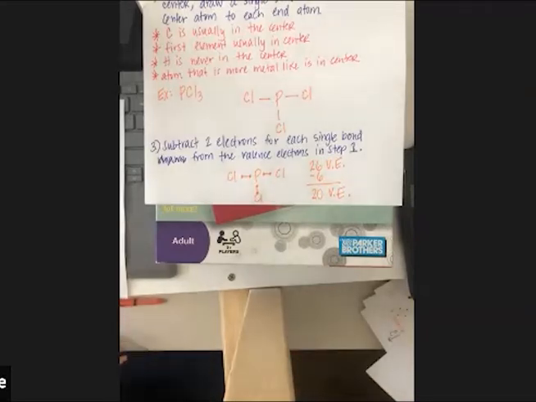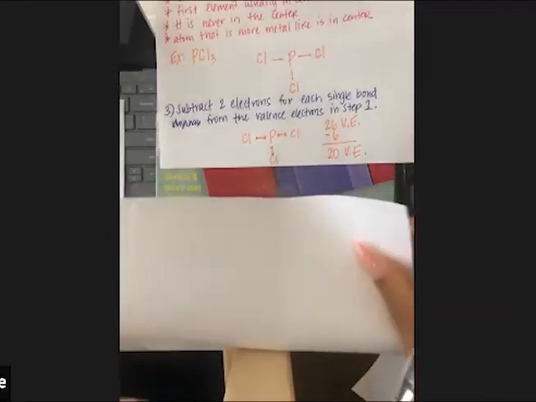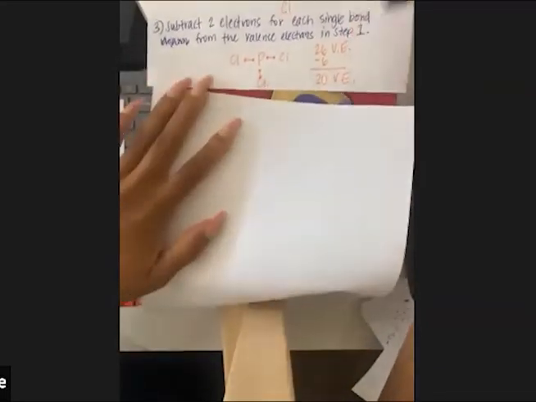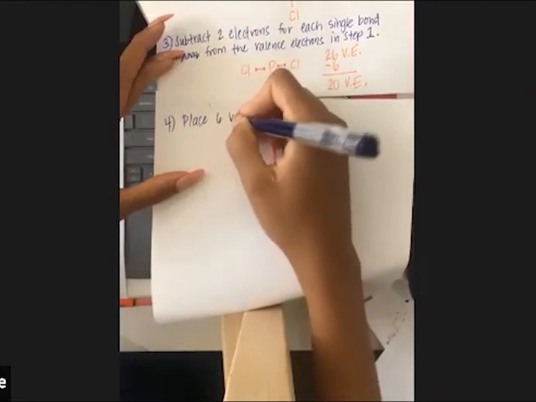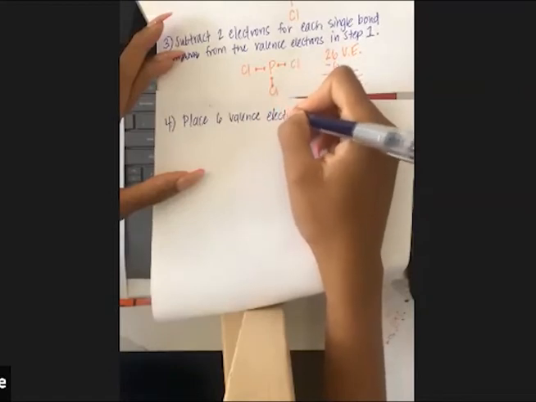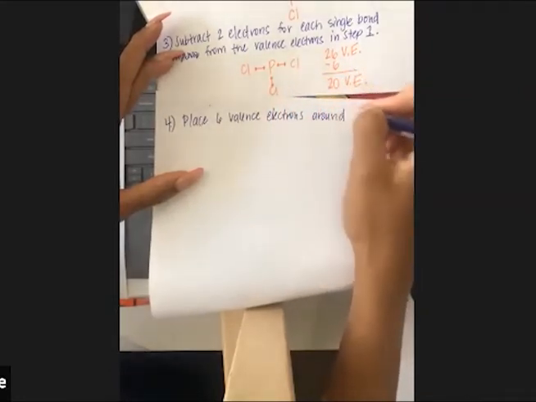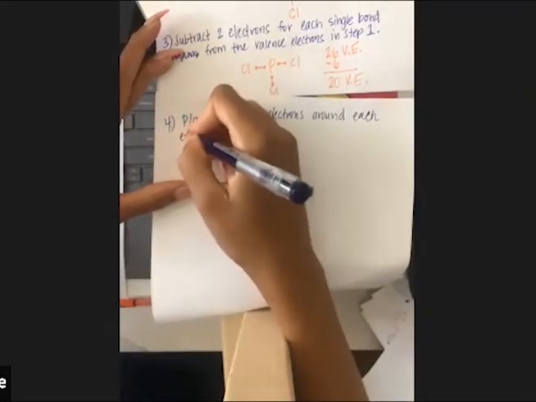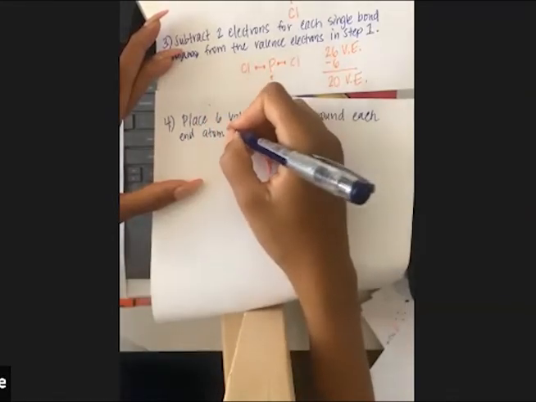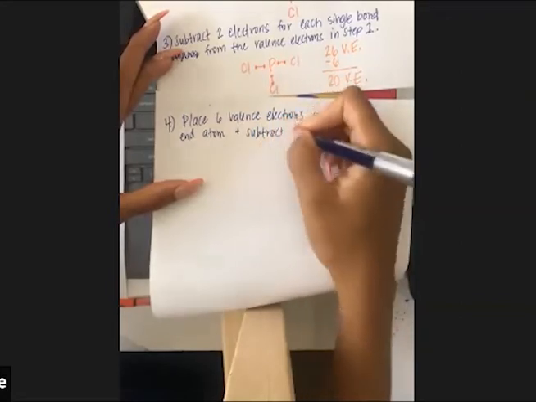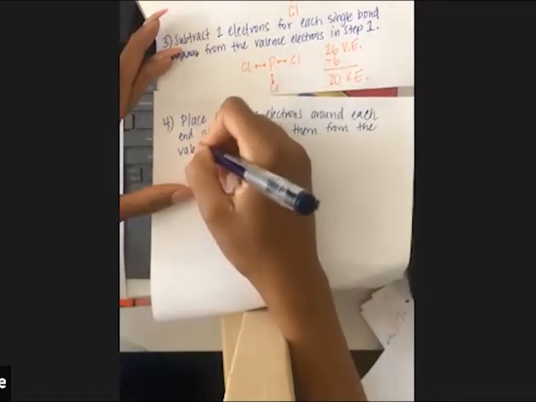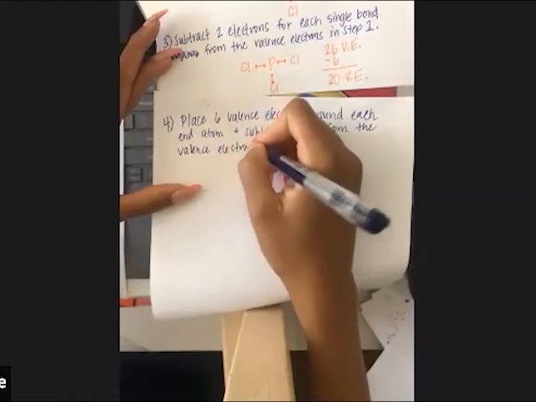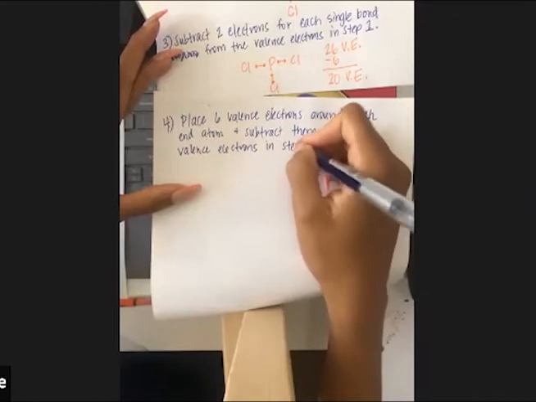All right, so then step 4 says, put 6 valence electrons around all the end atoms. So step 4 says, place 6 valence electrons around each end atom and subtract them from the valence electrons in step 3.